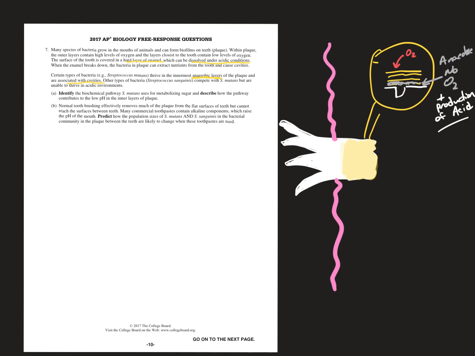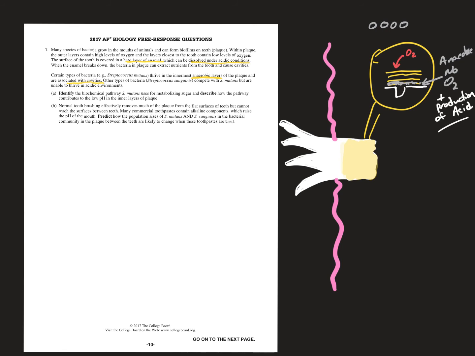Other types of bacteria, Streptococcus sanguinis, compete with S. mutans, but are unable to thrive in acidic environments. So even though there's this other Streptococcus, and both Streptococci are little circular bacteria, they're different bacteria, right? So they're competing with each other. This Streptococcus sanguinis lives out here and probably outcompetes, but the Streptococcus mutans beats out the Streptococcus sanguinis because there are acidic conditions. It's producing some kind of acid down here, where the mutans can survive in those acidic conditions.